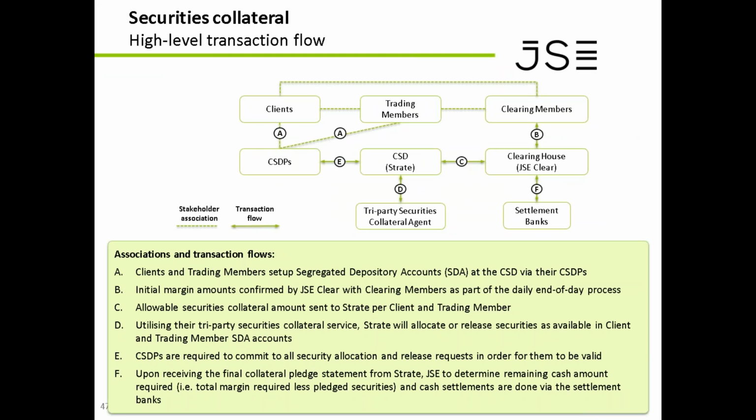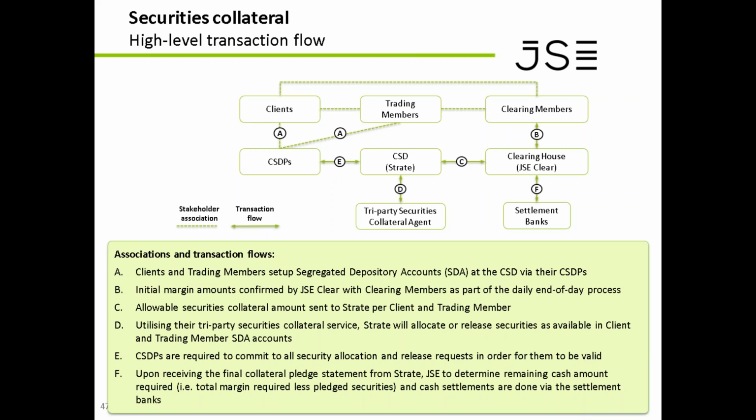What this slide is basically telling us is that for securities to work, the first thing that needs to happen is that the client has to open a segregated depository account, an SDA, via his CSTP at Strate, the CSD. Only once that has happened, and that might take several weeks with legals and documents that need to be signed, can the client actually form part of the daily collateral process, which might have already been running.